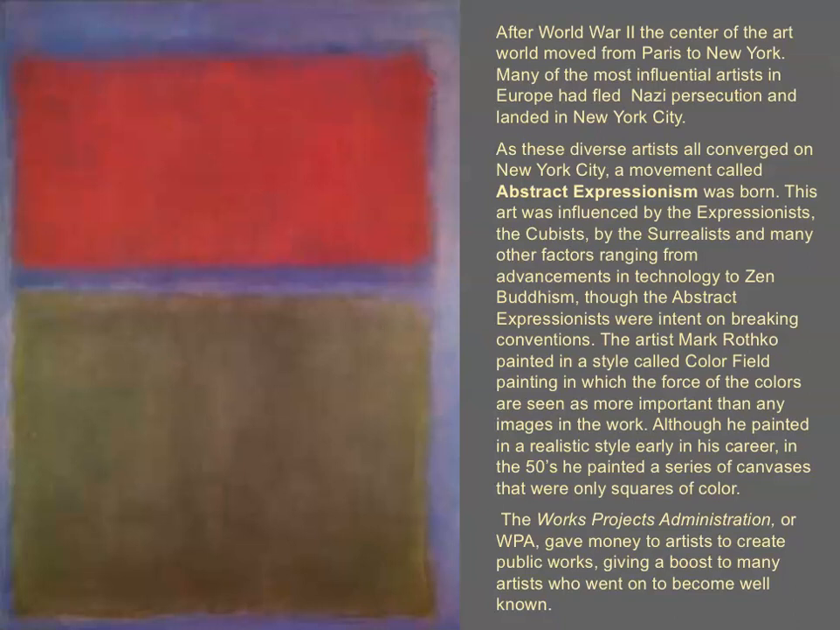Now, the abstract expressionists were influenced by all of these, but they were also intent on breaking conventions. They wanted to do something truly different. The artist Mark Rothko painted in a style called color field painting, in which the force of the colors are seen as more important than any images that he might put into the work. He did paint in a realistic style early in his career, but in the 50s he painted a series of canvases that were only squares of color, like we see here.